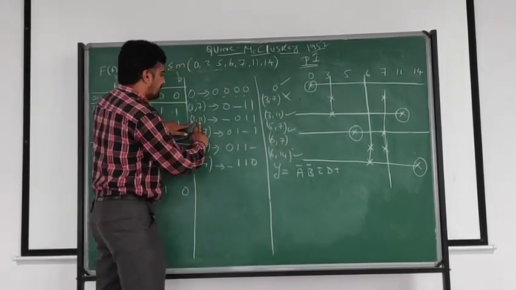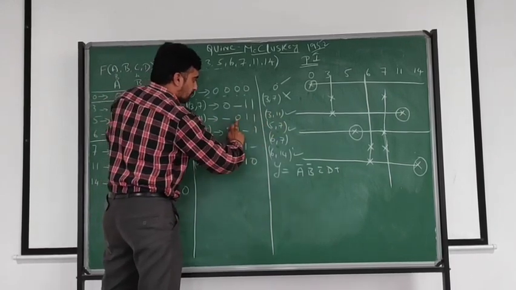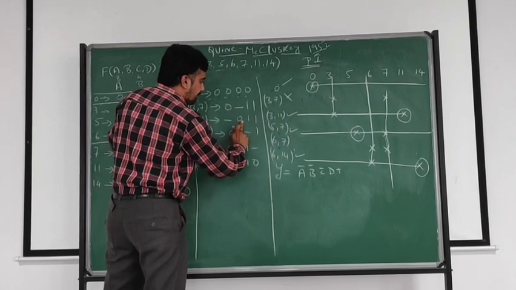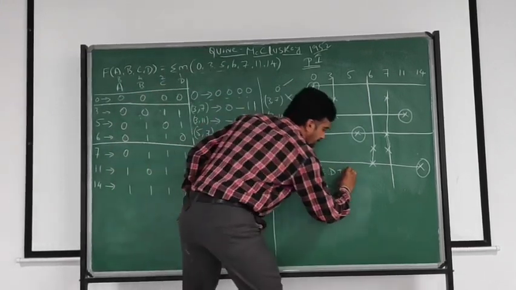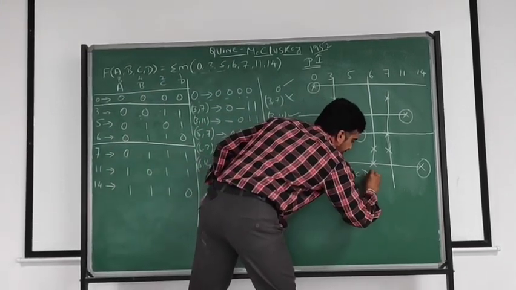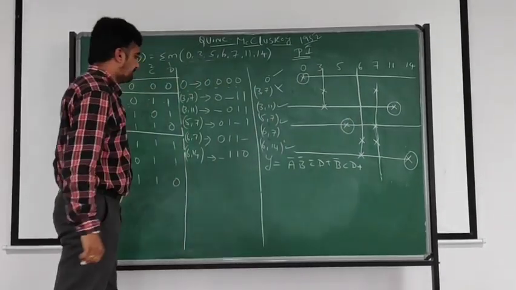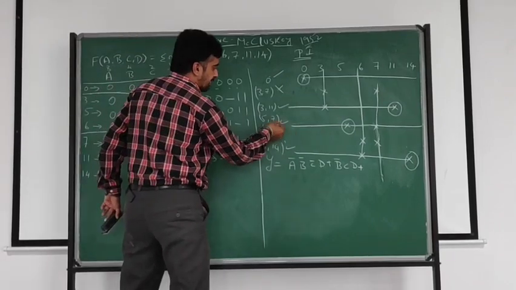Next 3, 11 is a prime implicant. 3, 11, where is it? Here. So dash, leave that one. Only 0, 1, 1. 0 indicates A bar. This is A, B, C, D. B bar, C, D. Plus. After 3, 11, next 5, 7 is a prime implicant.